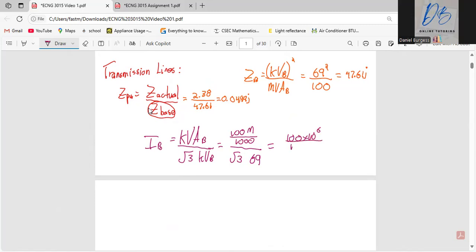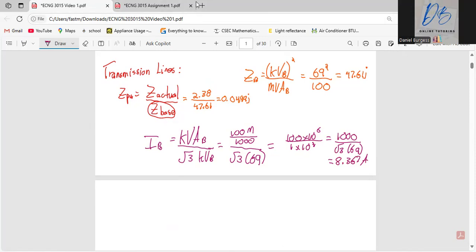And that will equal 100 mega divided by 10 to the 3. So you basically end up with 1,000 divided by root 3 times 69. Put it in a calculator: 69 multiplied by root 3. Yeah, so I end up with 8.367 amps.